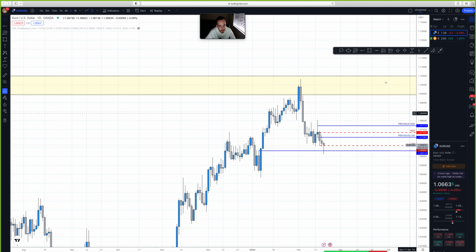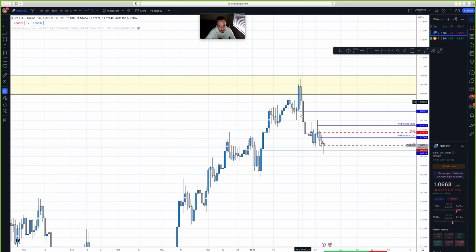Notice we also have this area of supply right here on the daily that looks like a left shoulder, a head, and a possible right shoulder could be formed in here. That's just something to keep in mind. Price could also give us this right shoulder right here coming from this candle. Left shoulder, head, right shoulder, and then we'll probably get a movement to the downside. But this was the first target on the daily time frame.